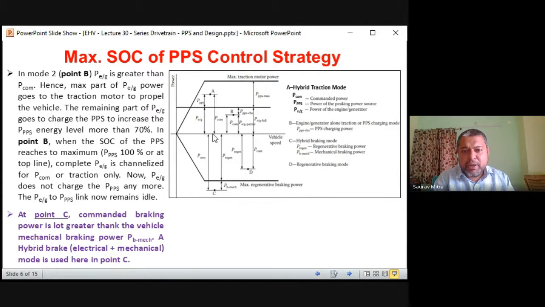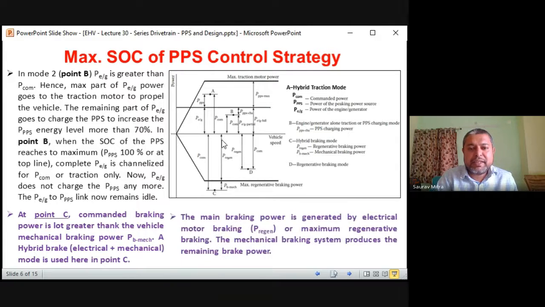When you come below this vehicle speed line, reducing the vehicle speed, it is called braking. Previously you were increasing the vehicle speed, which is why it was called traction. Now your vehicle speed is reducing. Whenever you are reducing your vehicle speed, there are two kinds of braking: one is mechanical braking, that is only this much, and another is electrical braking, that is this much part.